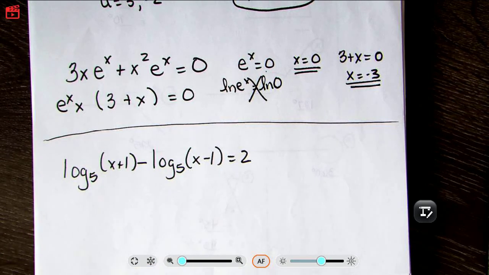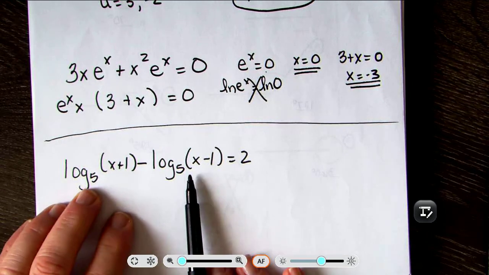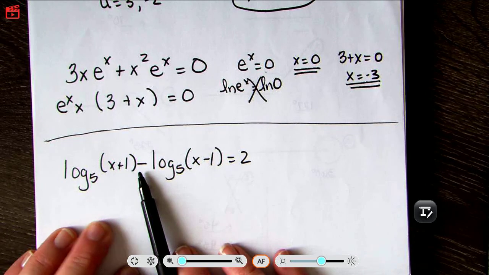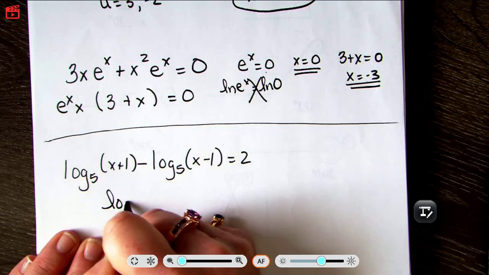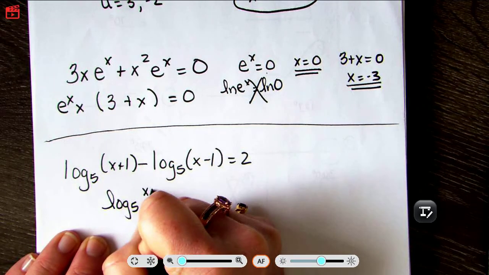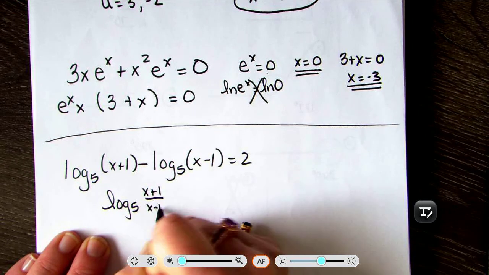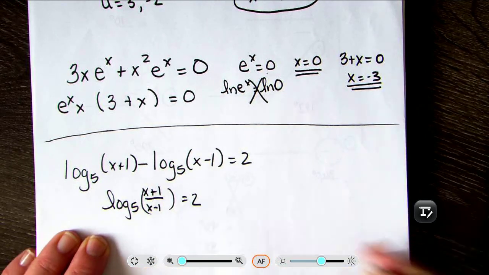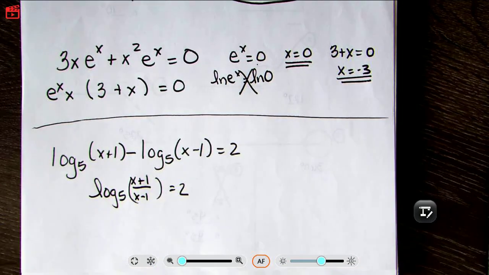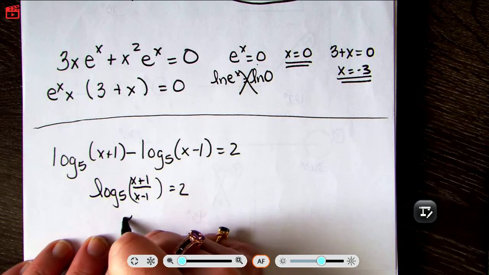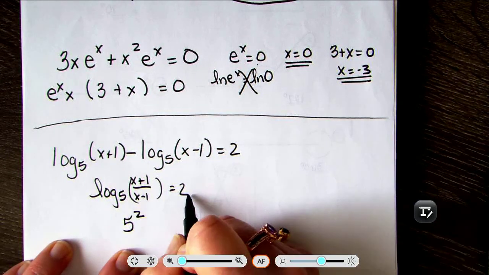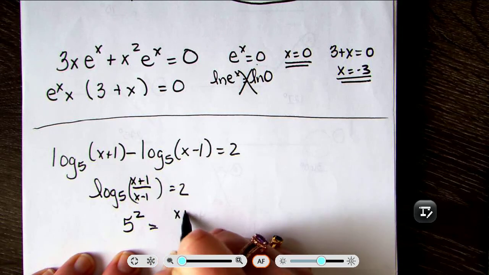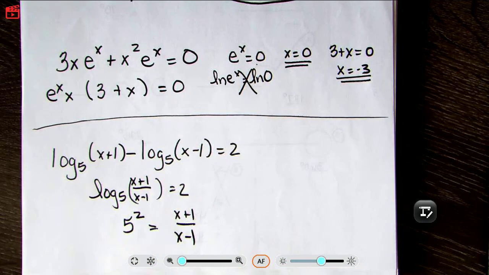With different bases, you're going to have to go through a change of base to change them all into the same base. So let's see. And with the subtraction, that means we're going to be dividing. So I'll have the log base 5 of x plus 1 over x minus 1 equal to 2. And now I want to go into exponential form. So my base squared, so that exponent is the x plus 1 over x minus 1.